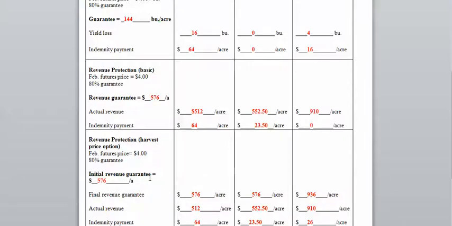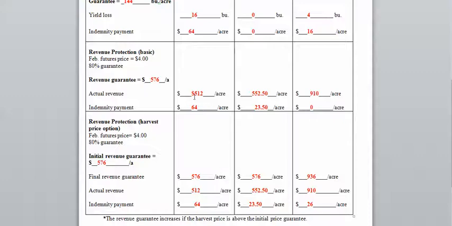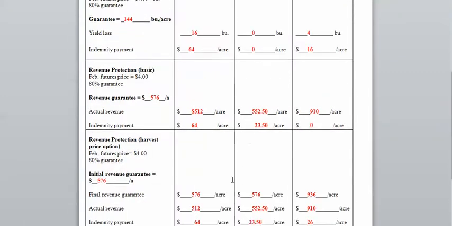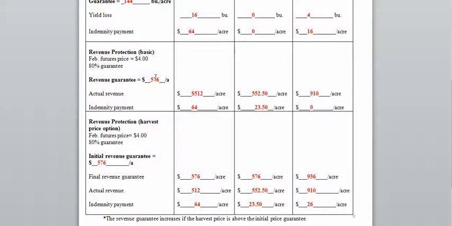Okay, our initial revenue guarantee is the same $576 per acre, just like in revenue protection basic. So we have the same payments as revenue protection basic in scenario 1 and 2. We're guaranteeing the same $576 per acre in scenario 1 and 2, and we had the same revenue in scenario 1 and 2 as we did in revenue protection basic. So we were paid to bring us up to our revenue guarantee of $576. We were paid $64 an acre and $23.50 an acre.